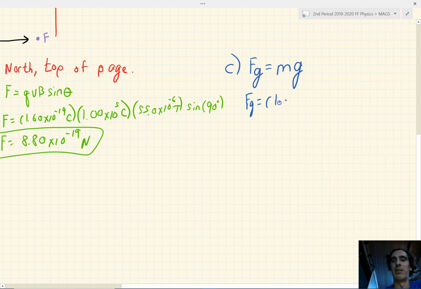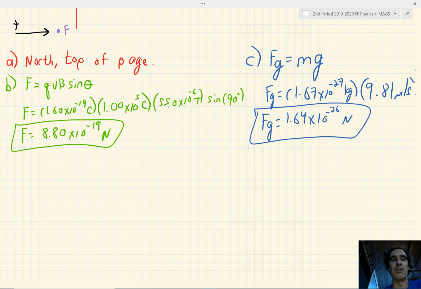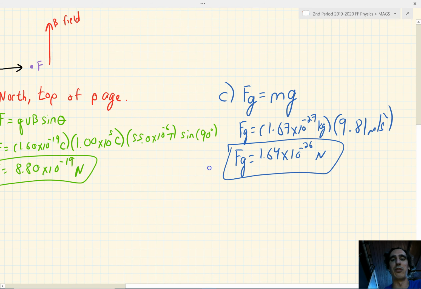Plug and chug, 1.67 times 10 to the negative 27 kilograms times 9.81 meters per second squared. We get F sub g to be 1.64 times 10 to the negative 26 newtons. Notice that the force of the magnetic field is much stronger than the force of gravity.